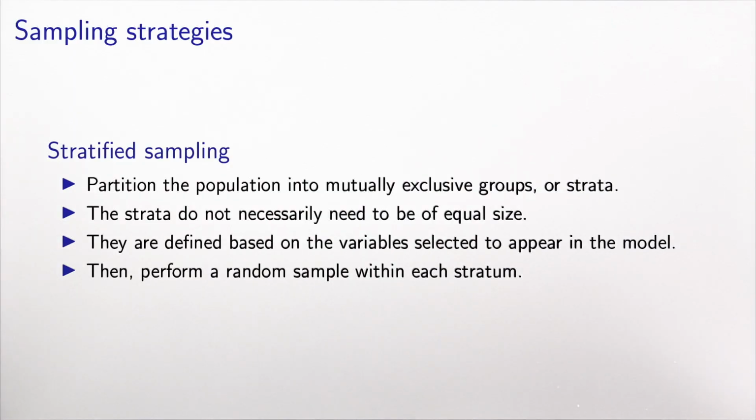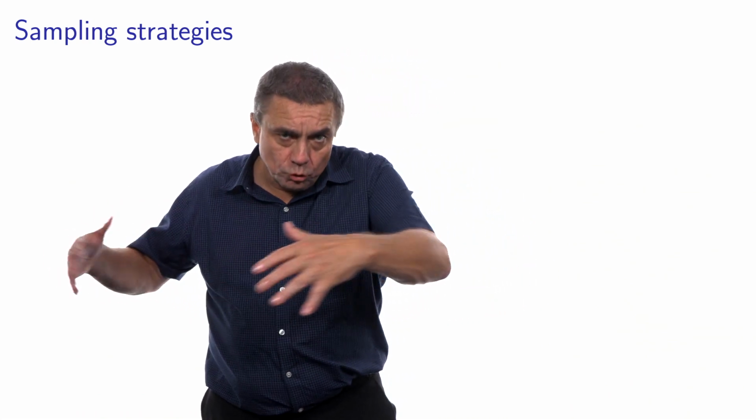Let's now review some sampling strategies. And I will focus here on what we call stratified sampling. What is the idea of stratified sampling? The motivation is that the population is too big to control a sampling mechanism within the full population. So the idea is to partition the population into mutually exclusive groups that we will call strata, and then we control the sampling within each stratum.